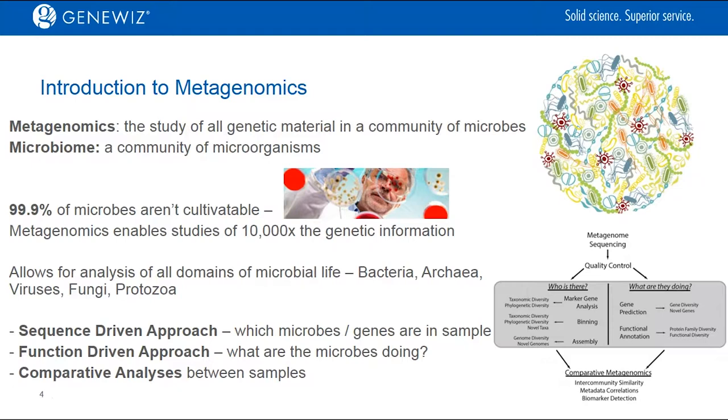So there are three major high-level approaches that can be used to summarize the goals of metagenomics. The sequence-driven approach is asking who is there, or what microbes or genes are in the sample. The function-driven approach is asking what the microbes are doing, and aims to study the genes and biological pathways present in the studied environment. And finally, we can perform comparative analyses between samples or groups. And this is where we're going to find good biomarkers.